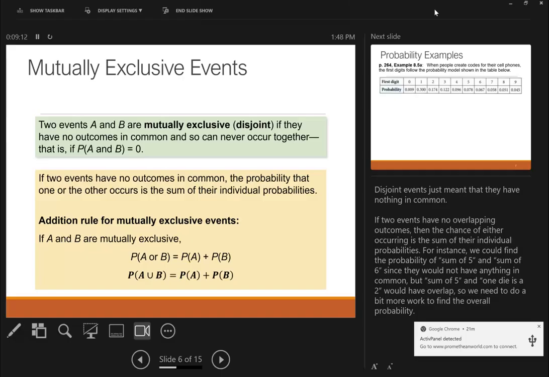How about just flipping a coin? Can you get both heads and tails at the same time? No. How about rolling a die? Can you roll a 2 and a 3 at the same time? No, not on one die, not on a flat surface. Right? Okay. Everybody's okay?